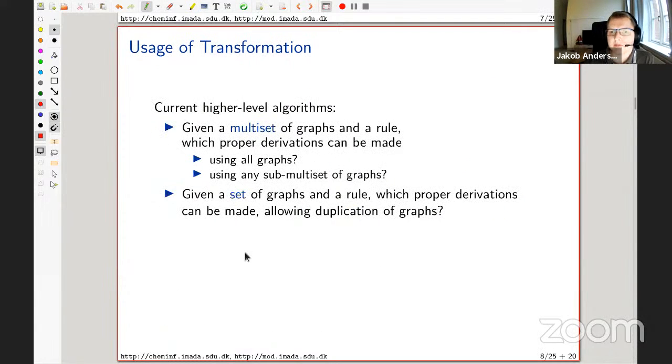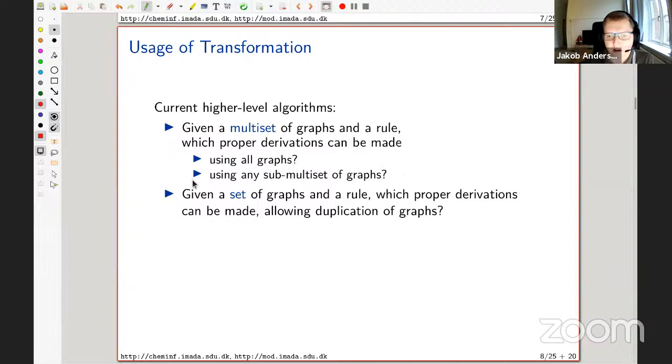When we then go to the algorithmics of this, where do we use graph transformation? It turns out that in general, we only have 3 different low-level questions. The 2 simple ones are that we're given a multiset of graphs and some rule, and now we want to enumerate proper derivations from that, either where we strictly need to use all of these, or we only need to use a sub-multiset of those graphs. So Daniel will speak about an example with enzymatic reactions where this is used heavily.